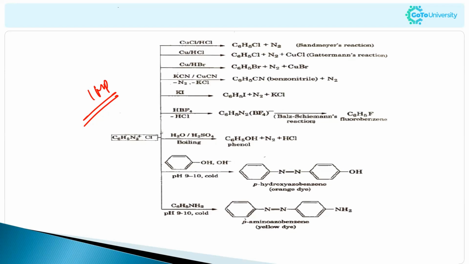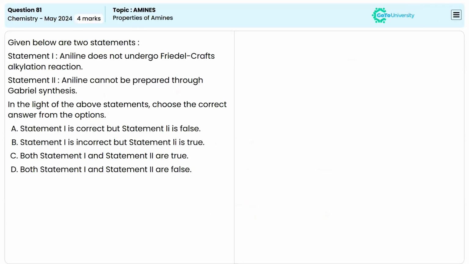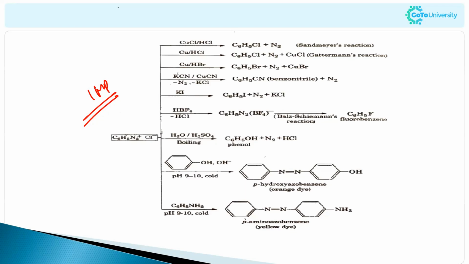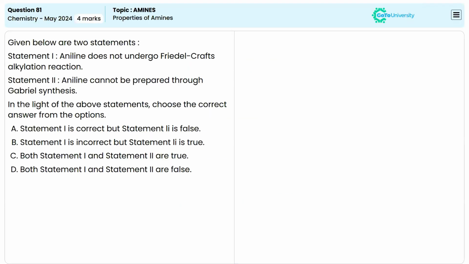Okay. Next one. So these are the important topics. Hope all the points that you have written down now. We have to see the past paper questions from the same chapter. Okay. So let us go through the questions. So the first question, we have two statements here. The first statement is aniline does not undergo Friedel-Crafts alkylation reaction. Second one, aniline cannot be prepared through Gabriel synthesis.